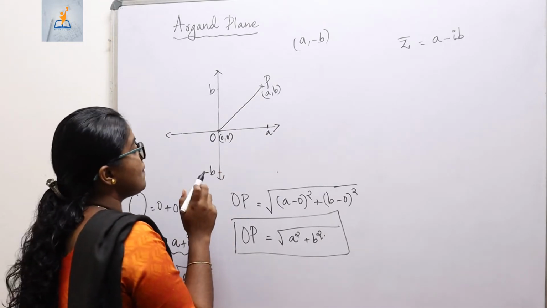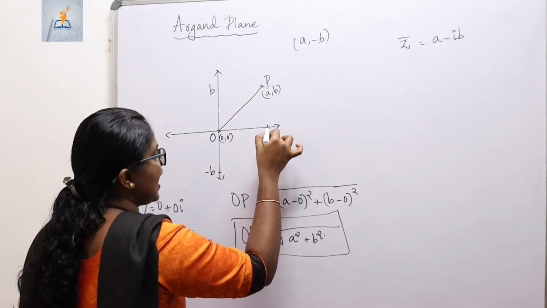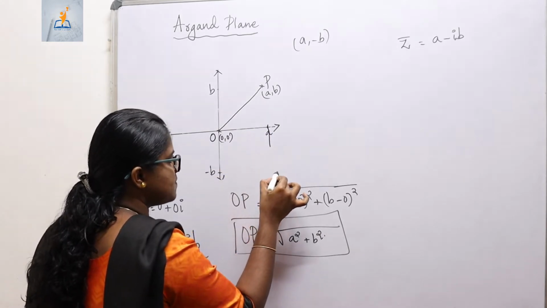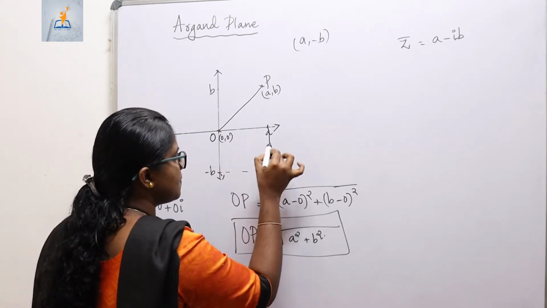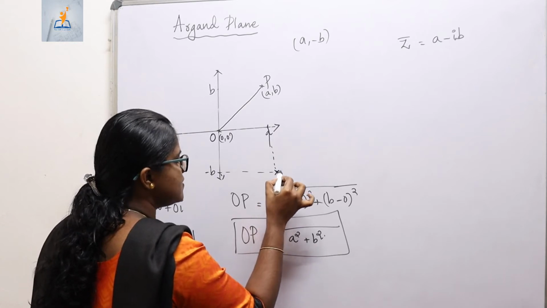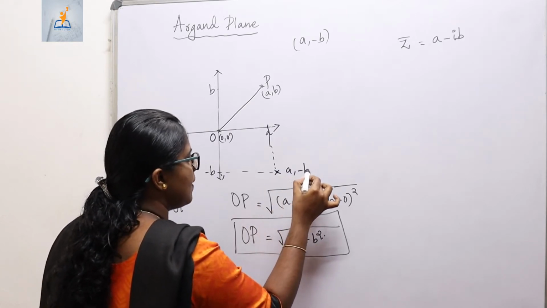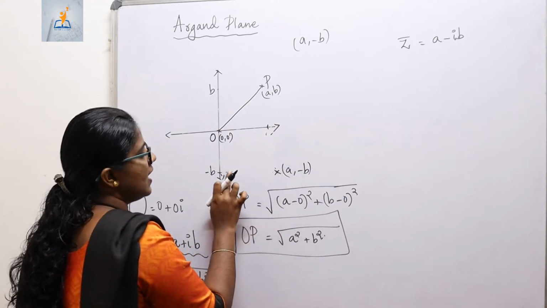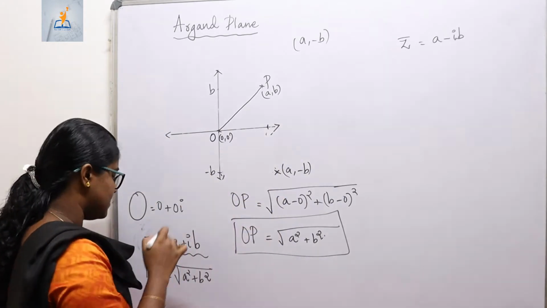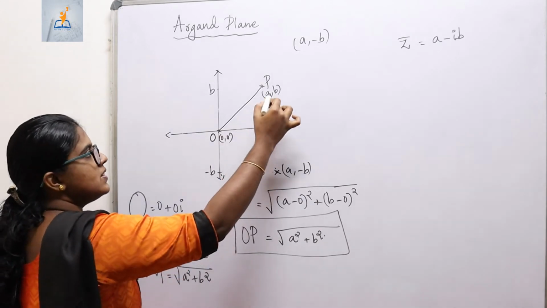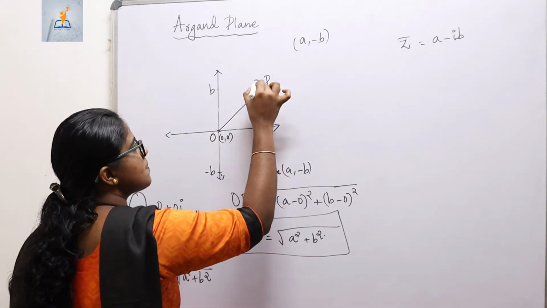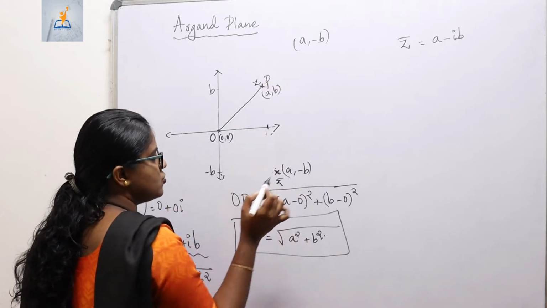So a comma minus b. This is a and this is minus b. So a comma minus b means it is this point. Yes, this point is a comma minus b. So this point represents the conjugate of this complex number. So this is the point which represents z, and this is the point which represents z conjugate.